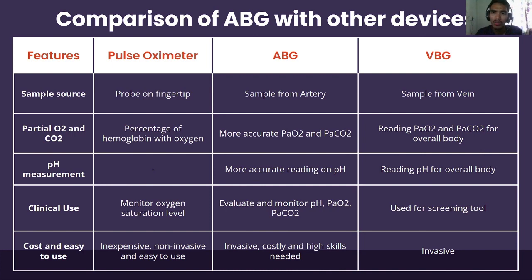for screening. And the pulse oximeter is quite inexpensive, non-invasive, and easy to use, so it's commonly used for monitoring the blood oxygen level of patients, while the ABG is quite invasive, costly, and high skill is needed to perform this test, while VBG is invasive and quite less reliable, as ABG has more accuracy than VBG.